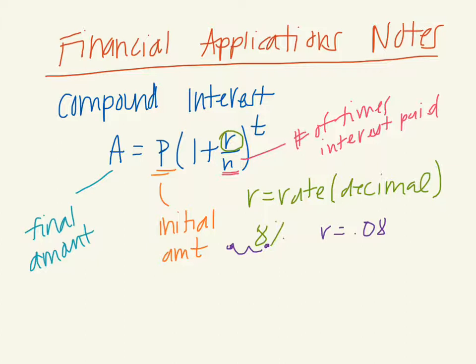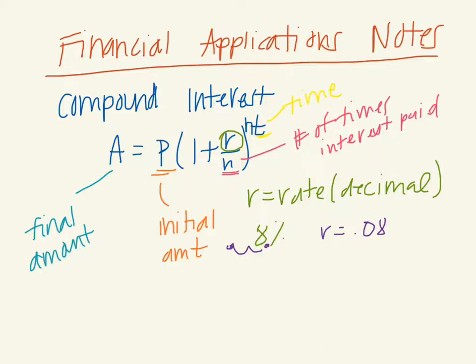Oops, I forgot something in this equation. I just realized this should be N times T up there in the exponent. So N up in your exponent is the same thing as it is down in the fraction, and then T is going to be the time. Usually it's the number of years.